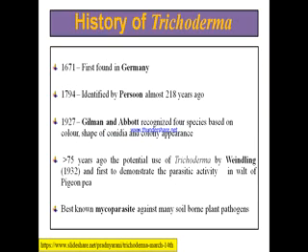Moving to the history of Trichoderma, it was first found in Germany in 1671. In 1794, it was identified by a person, and in 1927, Gilman and Abbott recognized 4 species based on their color, shape of conidia, and colony appearance. Also, the potential use of Trichoderma by Weindling, who was the first to demonstrate the parasitic activity in wilt of pigeon pea, based on mycoparasitism against many soil-borne plant pathogens.